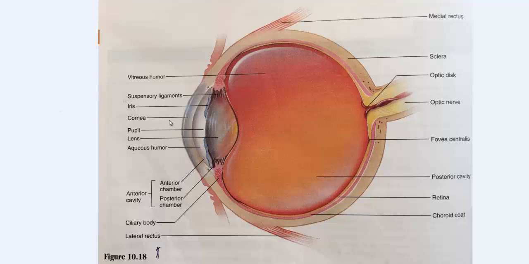Next up is the cornea, which you can see here as this outer layer. The cornea is a clear protective surface layer of the eye. Now it bends to focus the light onto the lens.